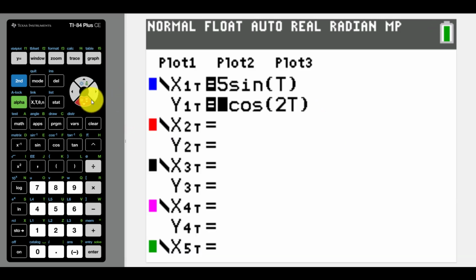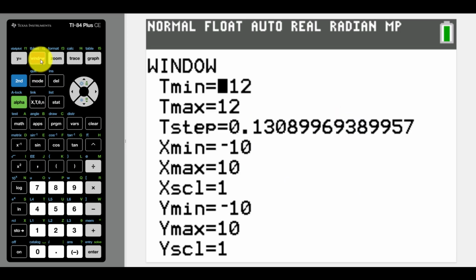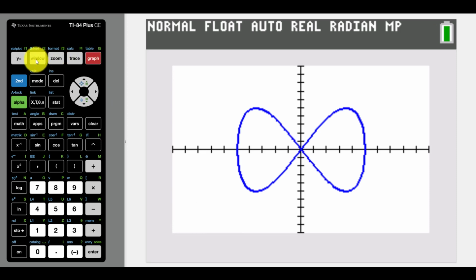Let's make y1 equal to 5 times sine of 2t. Oh, now we have an interesting figure 8 pattern. We imagine that this figure 8 is going around and around and around. Because I'm using trig functions, most likely the period is 2 pi. So I could go to the window, graph only from t equals 0 to t equals 2 pi, and see if I still get that entire figure 8, which I do.